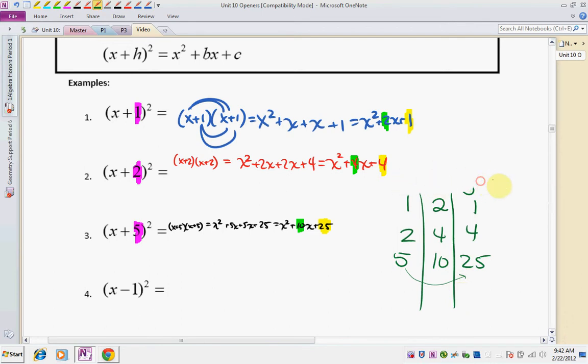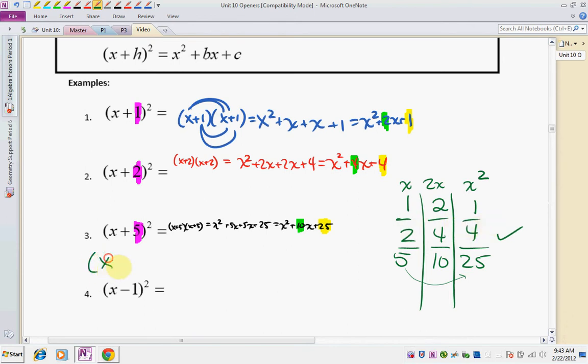So if I call this row x, I call this 2x, and this one x squared, let's see if that holds up. So it's 2 times 2, 4. Is 2 squared also 4? Yes. Is 1 times 2, 2? Yes. Is 1 squared 1? Yes. Let's look at one more.